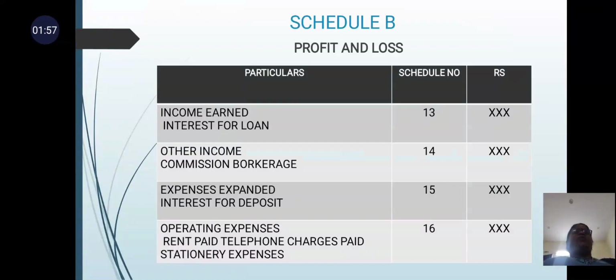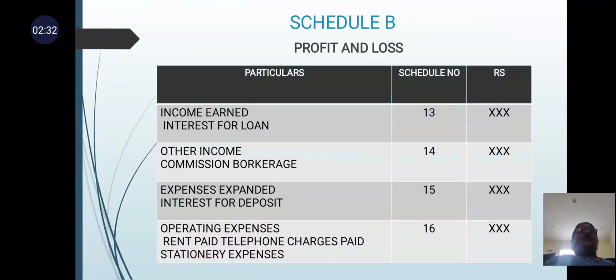To identify the profit, the profit and loss account is segregated into certain income and expenses. The first category, income earned. The banker can earn income from the loans provided to the customer. It comes under Schedule 13. And other income, commission received, brokerage received. They provide certain services to the customer, from which they receive certain income, which is called other income. And Schedule 15, expenses incurred.